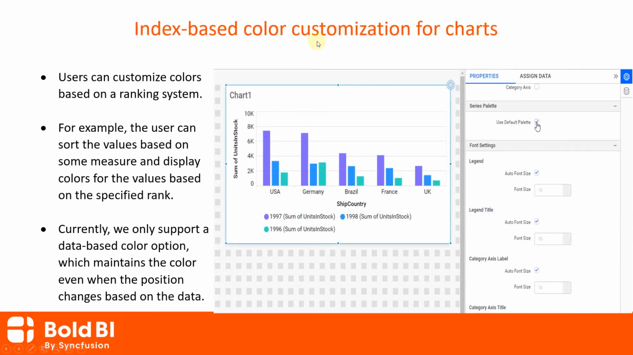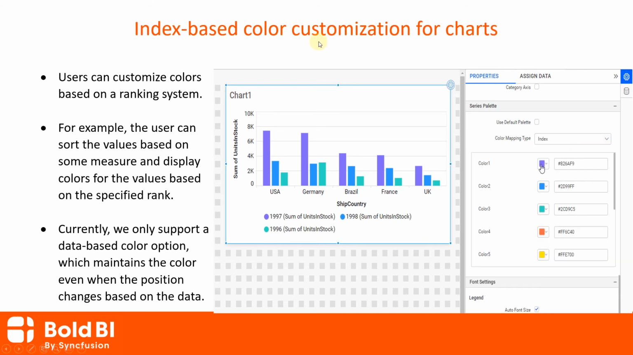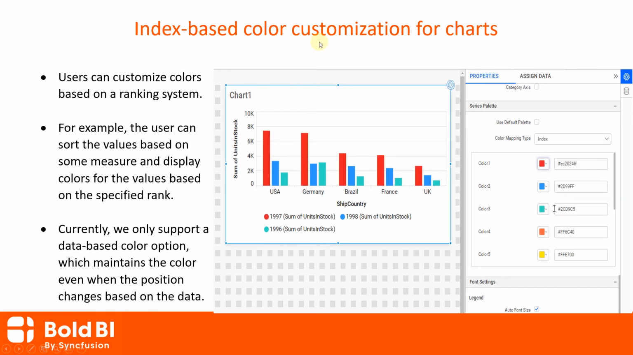Next, we have provided support for index-based color customization for charts, where users can customize the colors based on a ranking system. For example, users can sort values based on some measure and display colors for the values based on rank. Currently, we only support a data-based color option, which maintains the color even when the position changes based on the data.